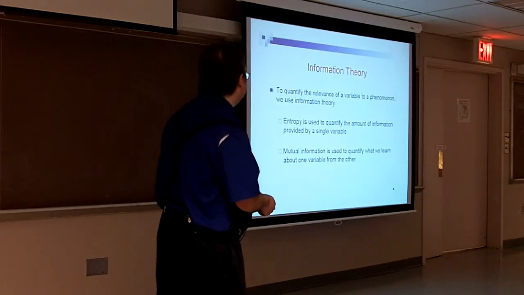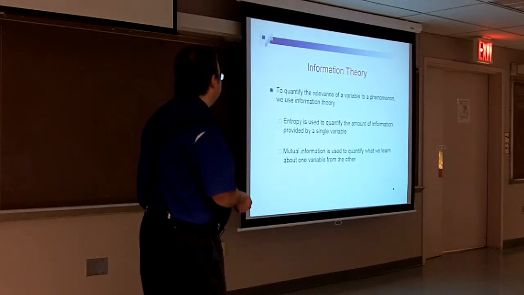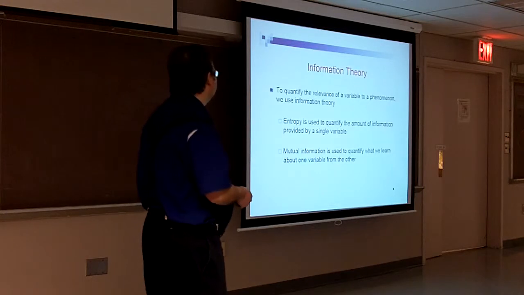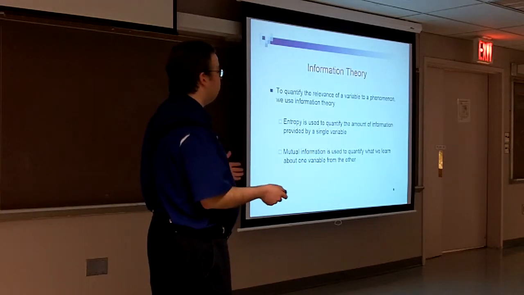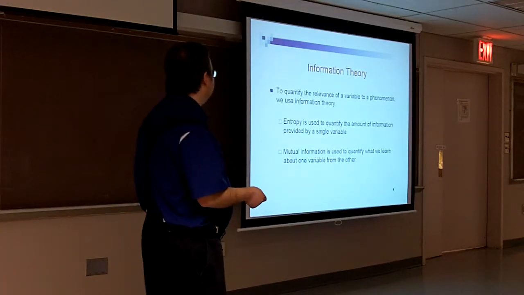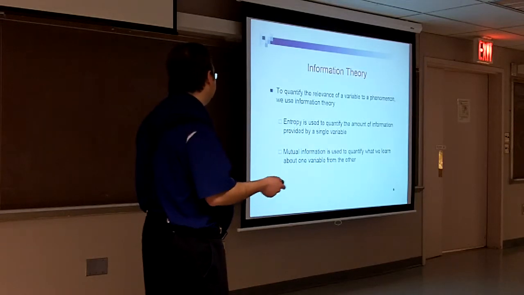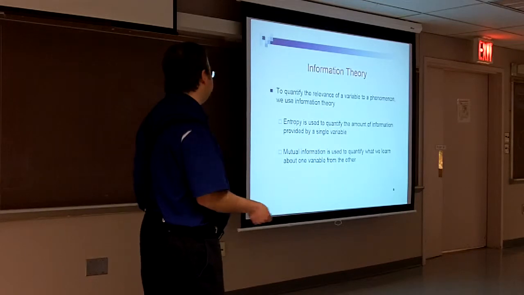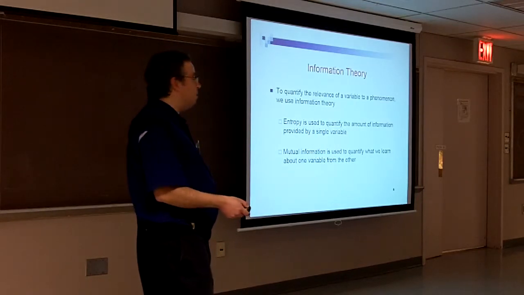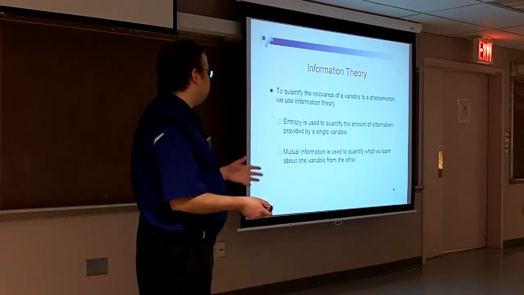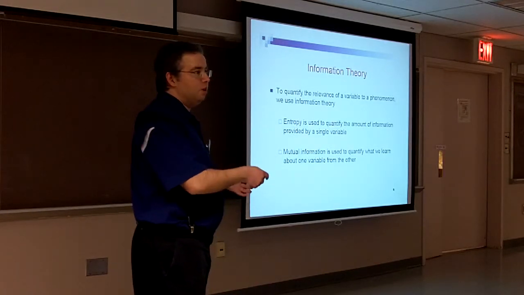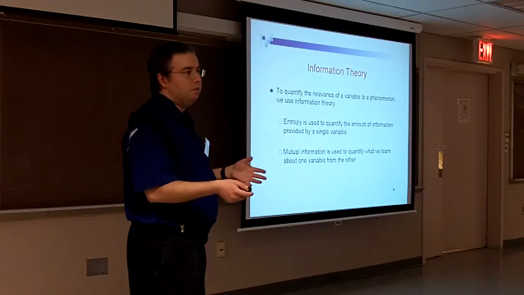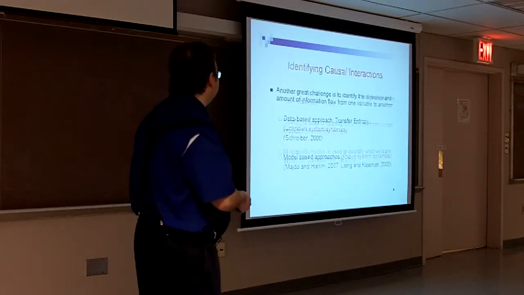So information theory. What is information theory? We quantify the relevance of a variable to a phenomenon, and we use information theory for this. That's the basic, everybody knows about that. What is entropy? Entropy is used to quantify the amount of information provided by a single variable. Mutual information is used to quantify what we learn about one variable from the other variable. These are basic definitions. Everybody knows about these.